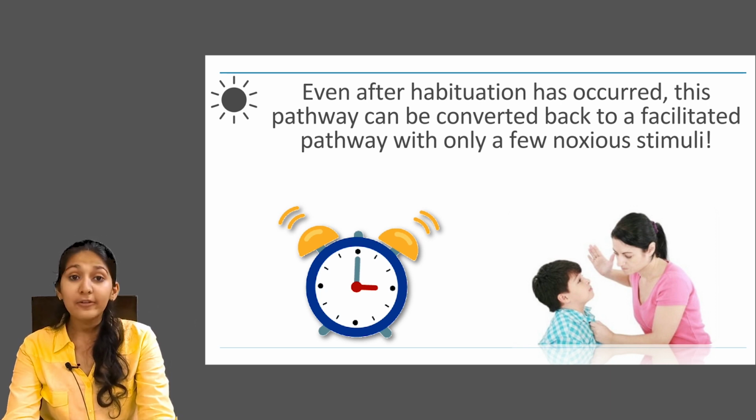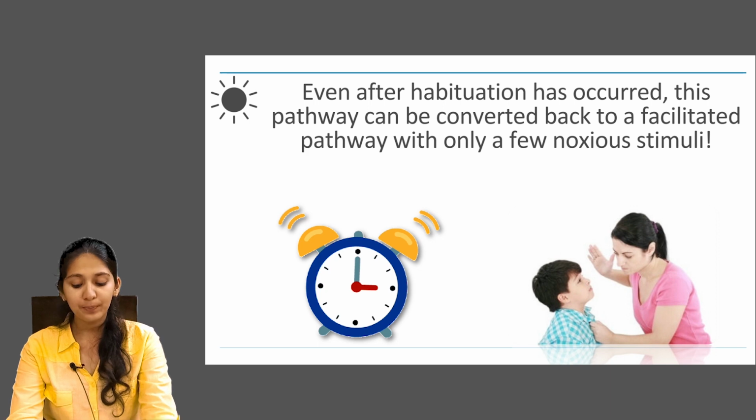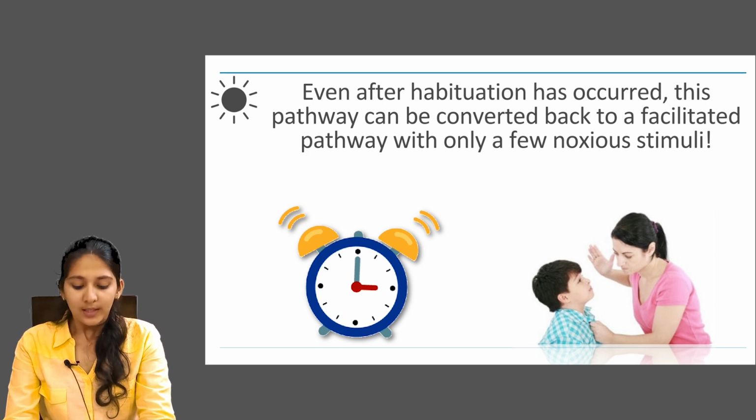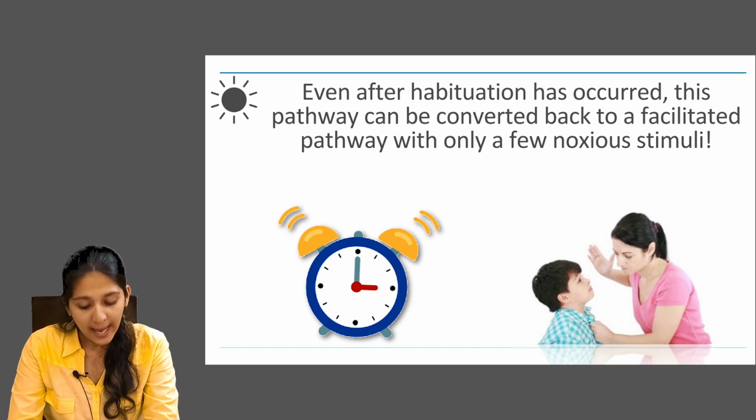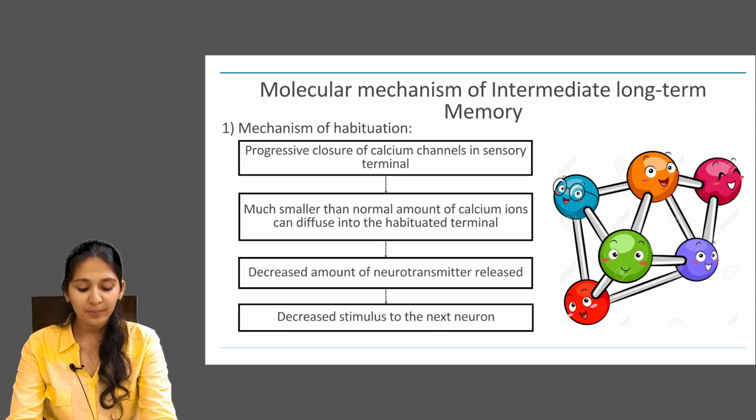Which implies that even after habituation of the sensory terminal has occurred, this pathway can be converted back into a facilitated pathway with only a few noxious stimuli. So let's discuss how this happens. For this we are going to talk about the molecular mechanism of intermediate long-term memory.